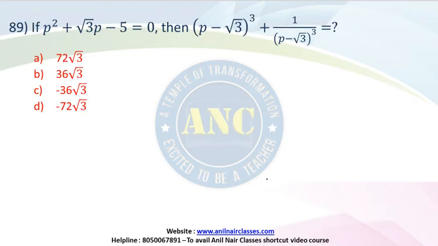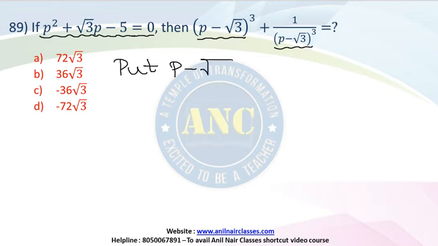See here, question number 89. Now, if you observe carefully, the question says p square plus root 3p minus 5 equal to 0. P minus root 3 whole cube plus 1 by p minus root 3 whole cube. This is what I want to find. Now, think logically, sir. Like the way I solved method 2 in my previous question, why did I apply this method? See, I was applying earlier something like put p minus root 3 as x. And then I was solving.